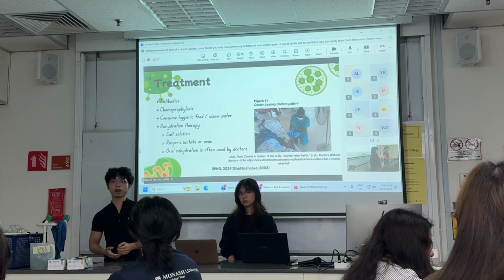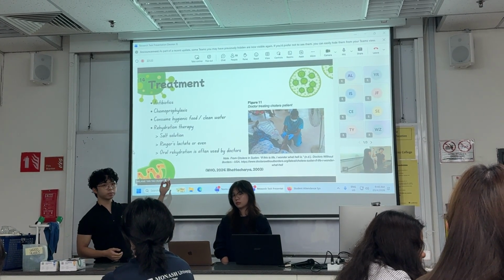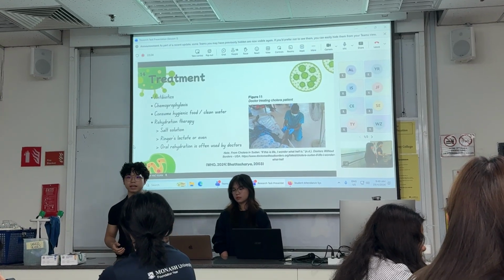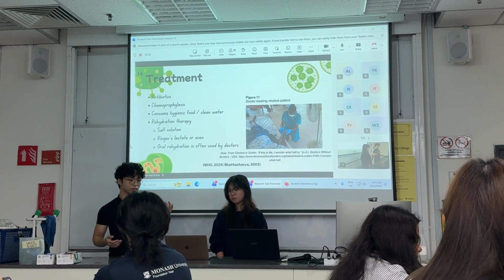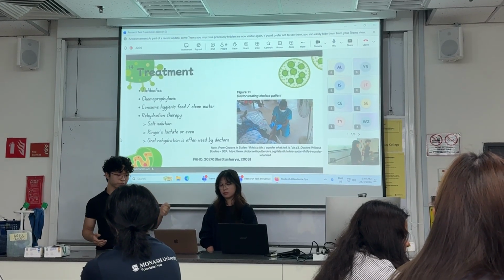Treatment of Vibrio cholerae is antibiotics, oral rehydration therapy, and chemoprophylaxis. As you can see, this is a patient who is being treated right now.